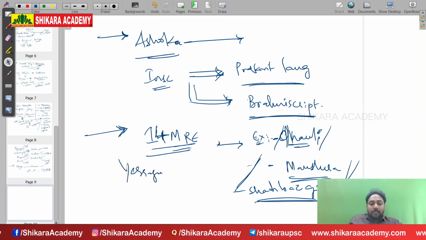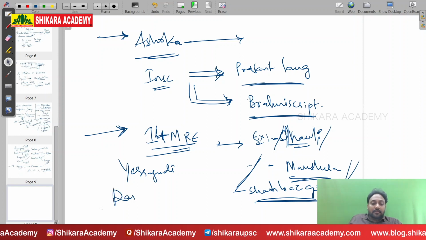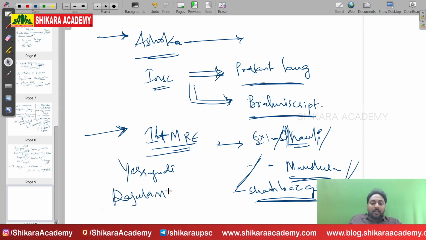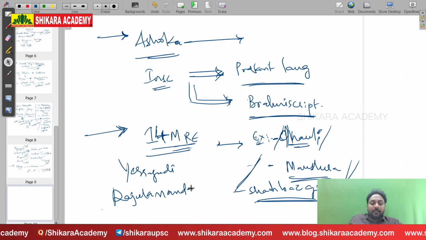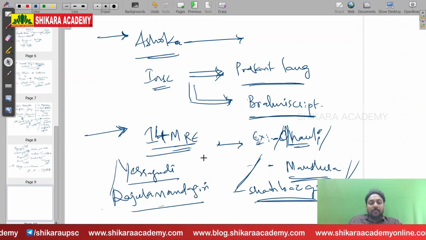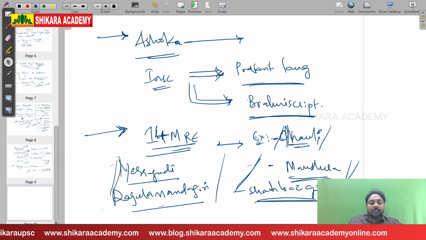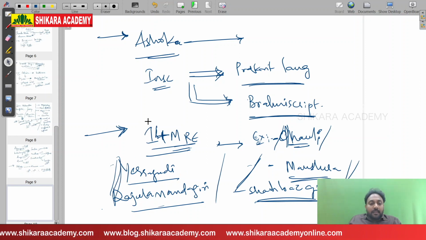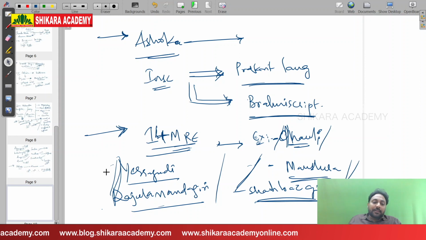Yerragudi, Kurnool district. Rajula Mandagiri. Yerragudi and Rajula Mandagiri are the two places in Kurnool district.